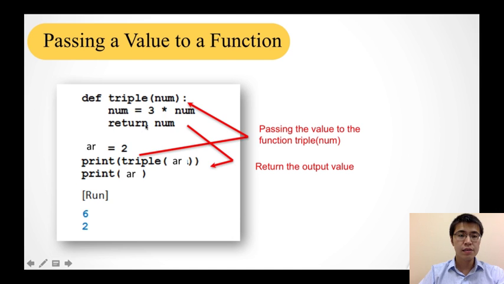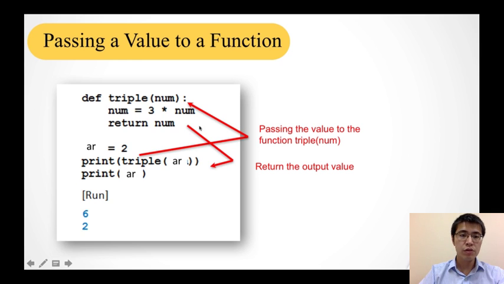Okay, let's see this example. In this example, we have a user-defined function, which is called triple, right? And in this triple function, we have one parameter, which is number, num. We triple this number and return the result. So if we give a number 1 as the number, and then we triple it, we get 3. If we give 2 to this number, we will get 6. If we give 3, we get 9, right?